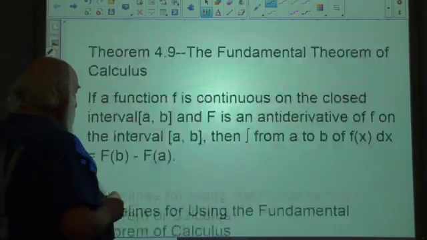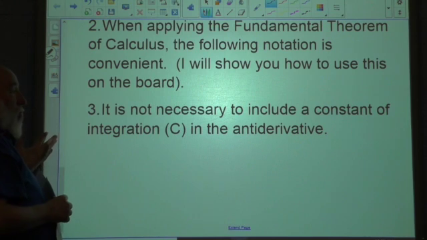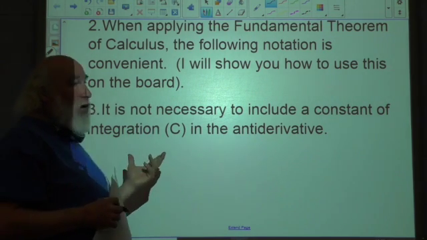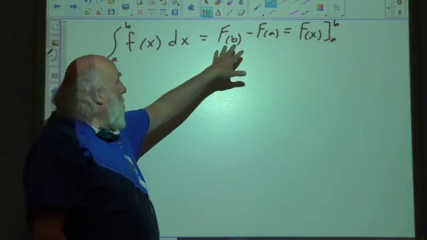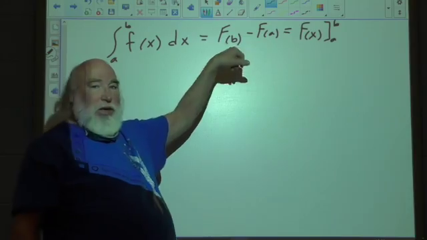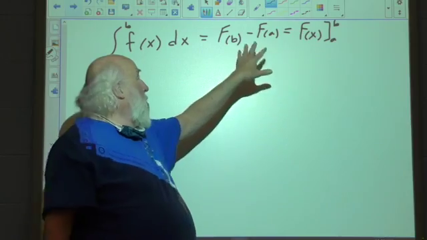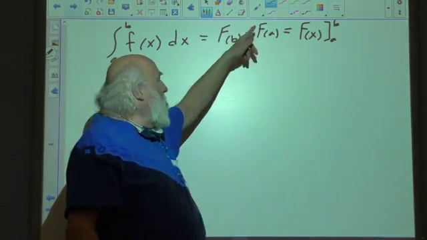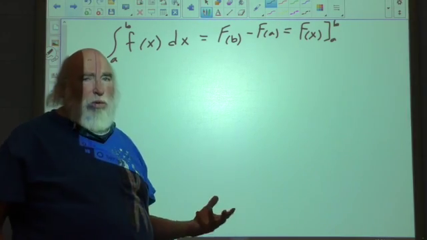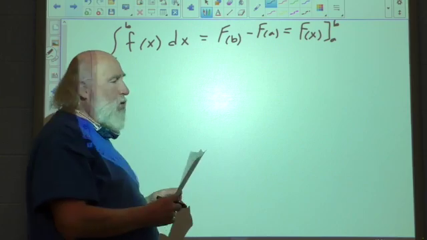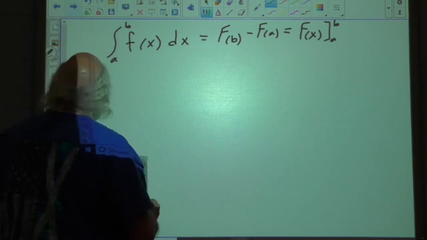And then the last one: it is not necessary to include a constant of integration C in the antiderivative. The reason we don't use C here is that this is going to end up with plus C when you do the integration, and this is going to end up with plus C in the integration. But since these two are subtracting, C minus C is 0, it drops out. So we don't have to deal with constants when we're coming up with definite integrals.